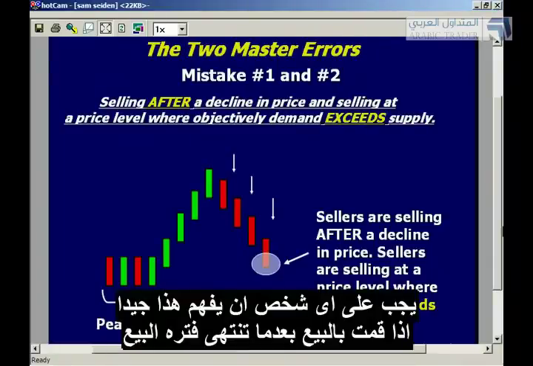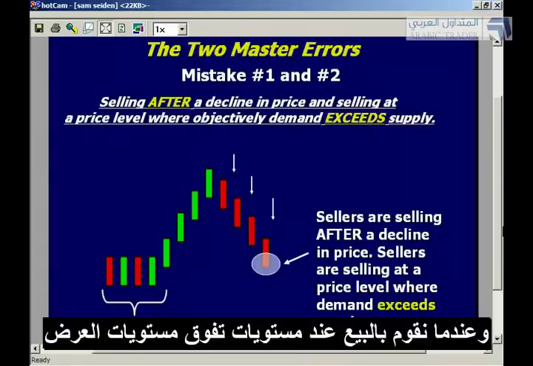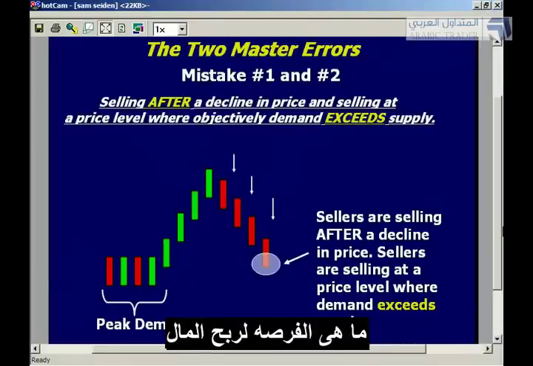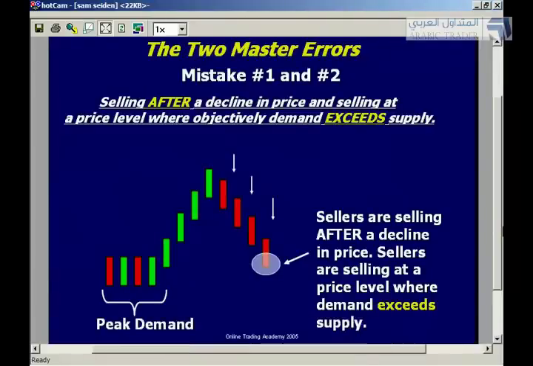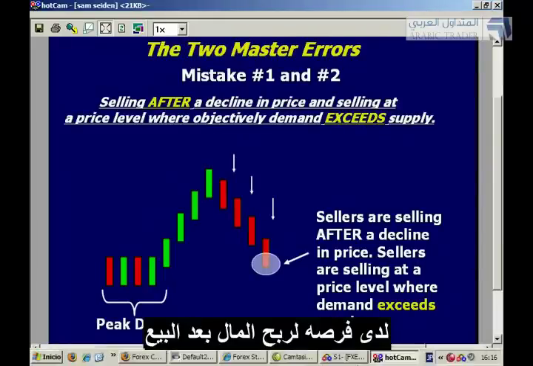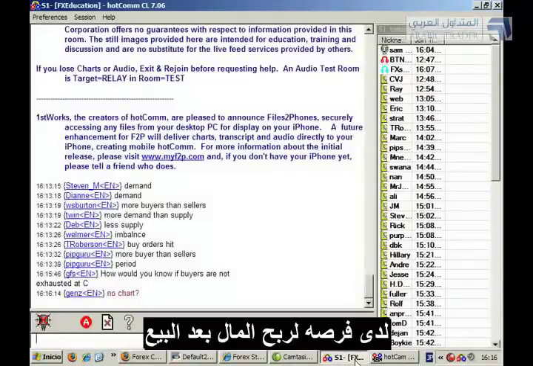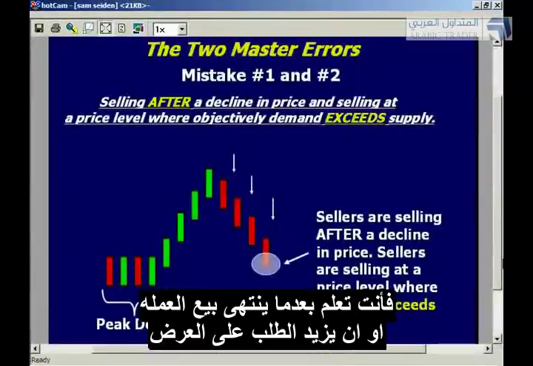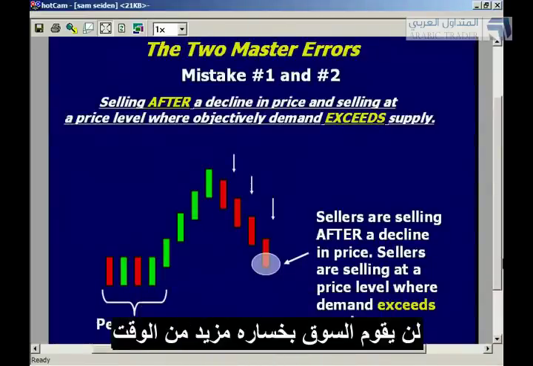So if you consistently sold after a period of selling and sold into price levels where demand exceeded supply, what are the chances that you're going to make money on those sales? Hopefully everybody can see this. What are the chances you're going to make money after selling after a drop in price, selling into a price level where demand exceeds supply? Probably not good. You're probably going to lose most of the time.